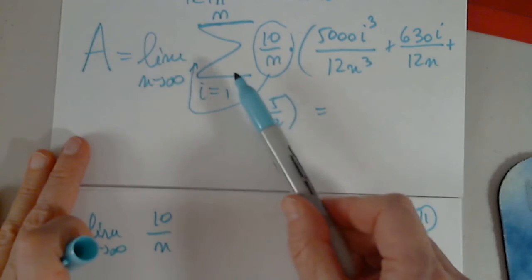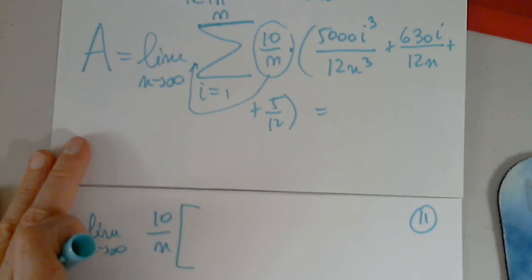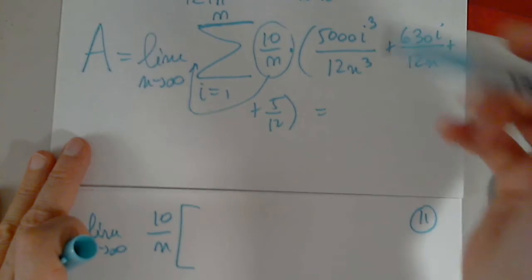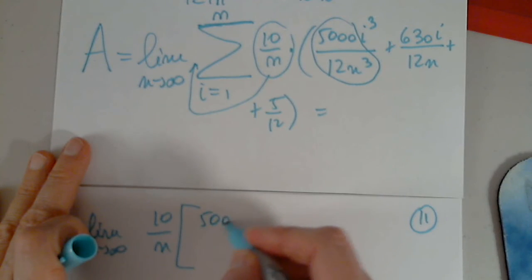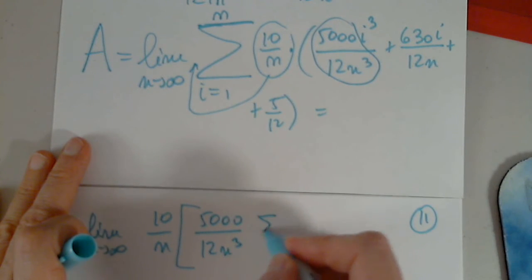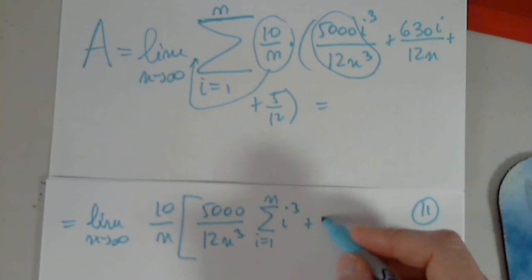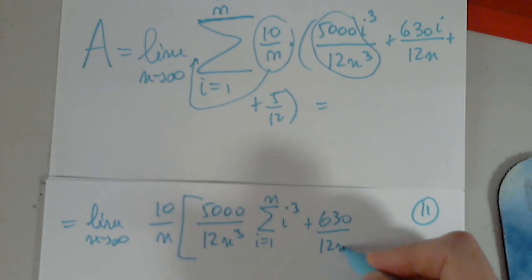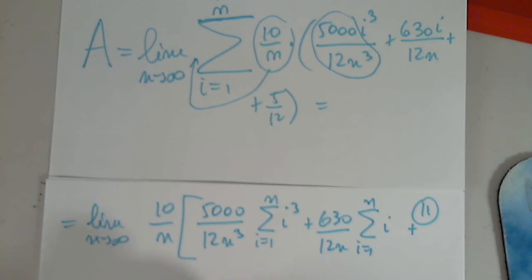At this point, I will write the sum of this plus the sum of this plus the sum of this. But since it's a lot of writing, I'm going to try and simplify a little bit. So I will take this in front. It's a constant. So I have 5,000 divided by 12n cubed and the sum of i cubed from i equals 1 through n plus 630 over 12n and the sum of i from i equals 1 through n plus 5 over 12, the sum of 1 from i equals 1 through n.